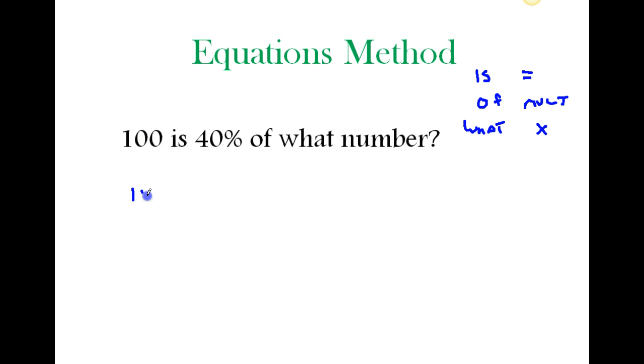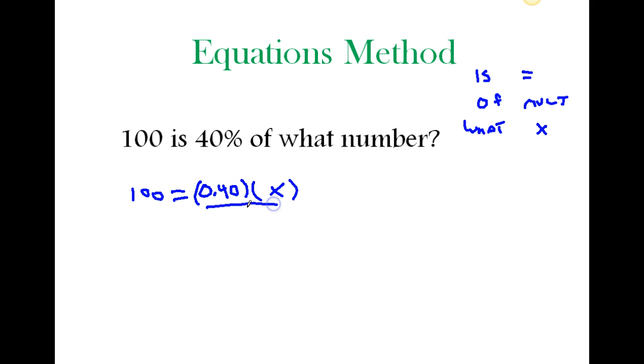All right, so let's write an equation here. 100. I'm just going to use that number 100. Is, we said that means equals. Equals. Notice I'm just going right below. 40%. Well, I want to put 40% here, but we don't use percents in equations, so I change it to a decimal form. I can use a decimal in an equation. Of, we said that's multiplication, so I'm going to use parentheses for my multiplication. And then what number is my variable, x? 100 is 40% of multiplication, what number, x?